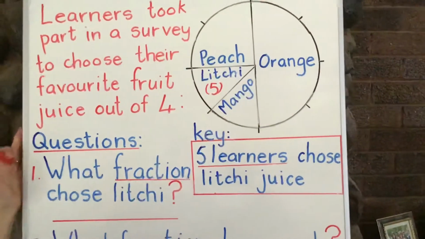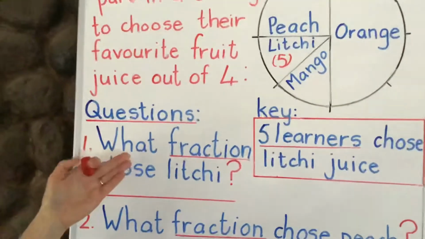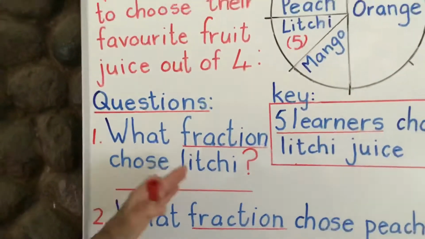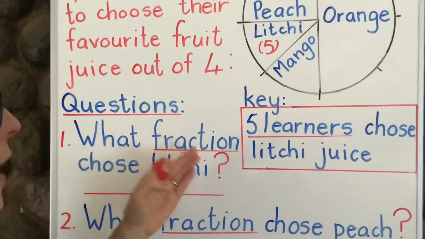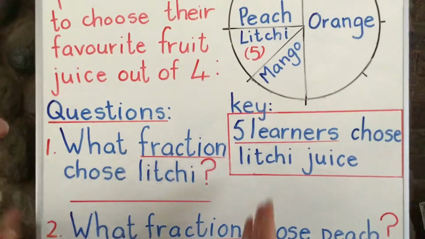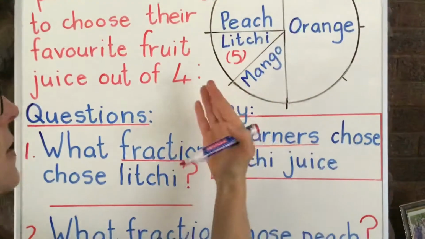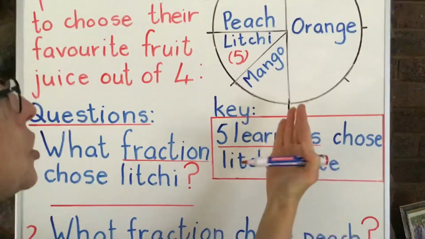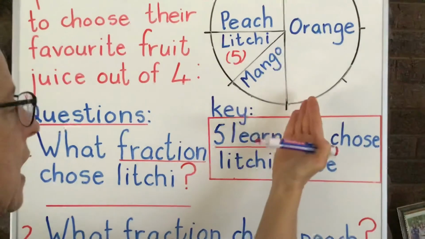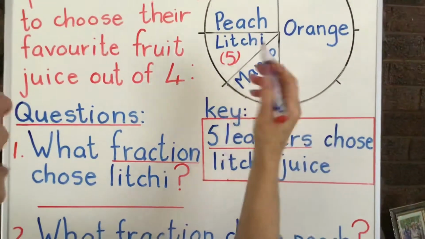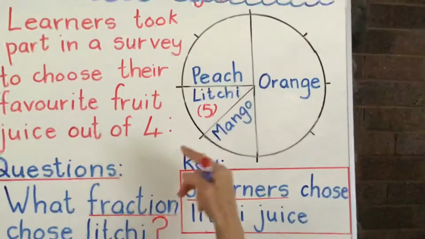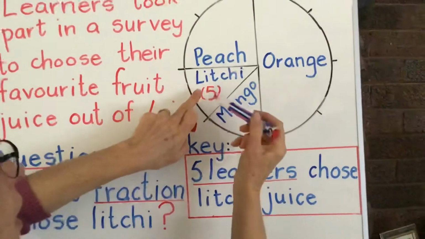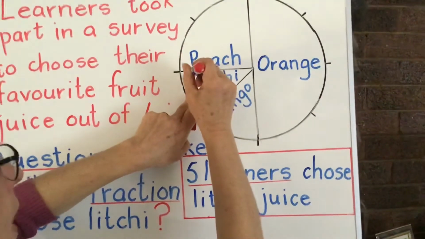Okay, now let's look at the questions. Right, the first question, what fraction chose lychee? Now remember, a fraction always means that the pie or the pizza or whatever the thing is has been divided and shared into equal slices. Now, how many slices has this one been shared into? We know this is 1. Let's mark this as 1.